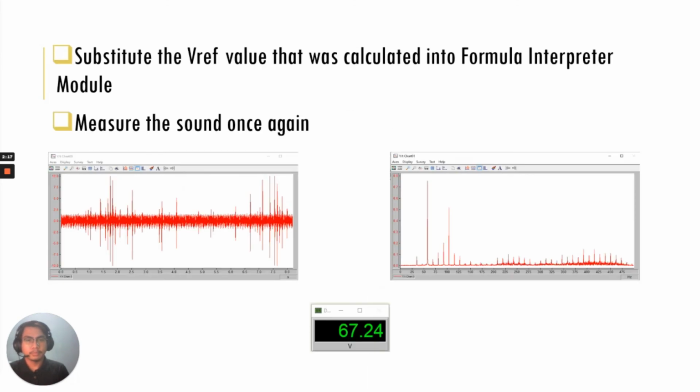After we got the new VREF, we substitute the VREF in the formula interpreter in DesiLab and record the sound once again. After that, we got the result, where the left side is the time domain and the right side is the frequency domain. And for the second digital meter, we got 67.24.